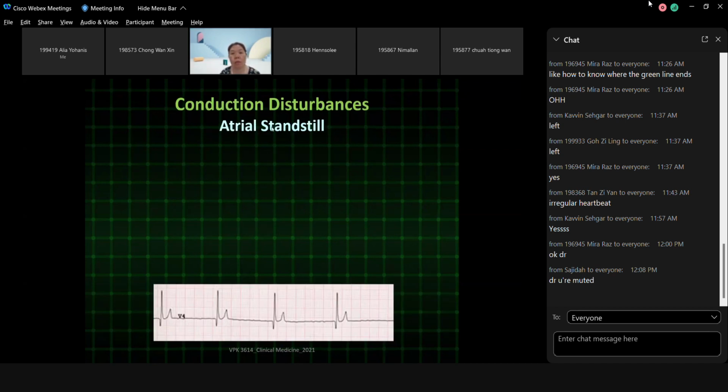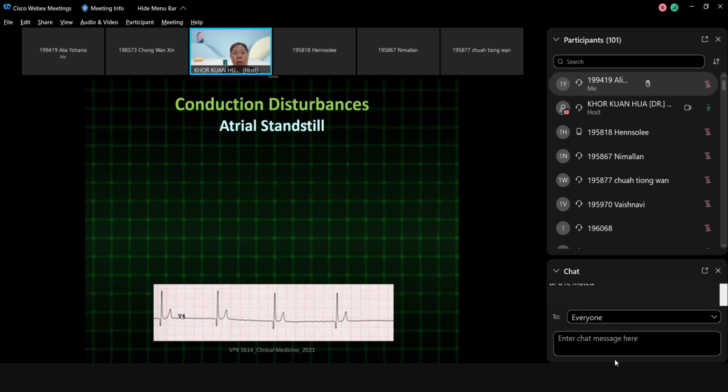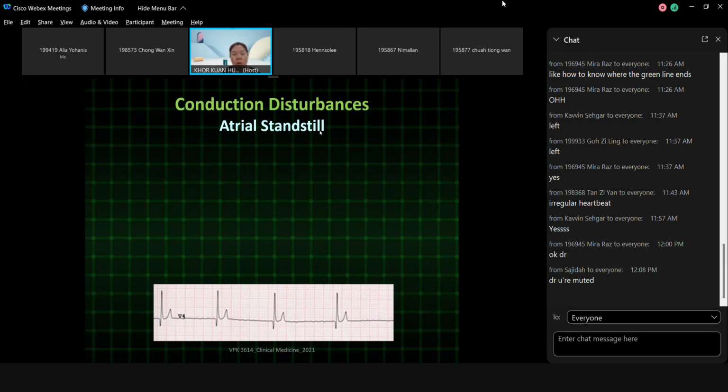Atrial standstill. Atrial, again, at the SA node, standstill, standing upright. For me, standstill means don't want to work at all. He just stands there only. So when you look at the ECG trace, QRST, good. No P, QRST, no P. So this P decided, today I don't want to work. Okay, I'm not going to conduct any impulse from the SA node.